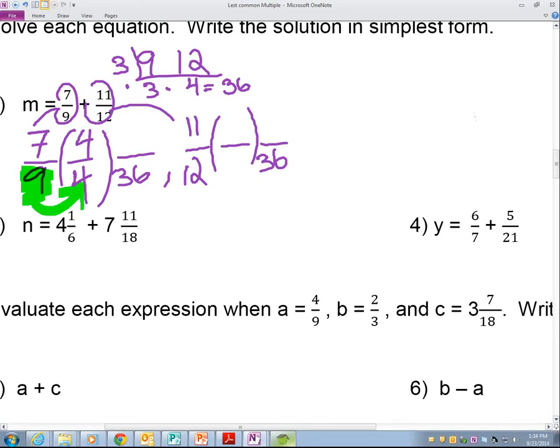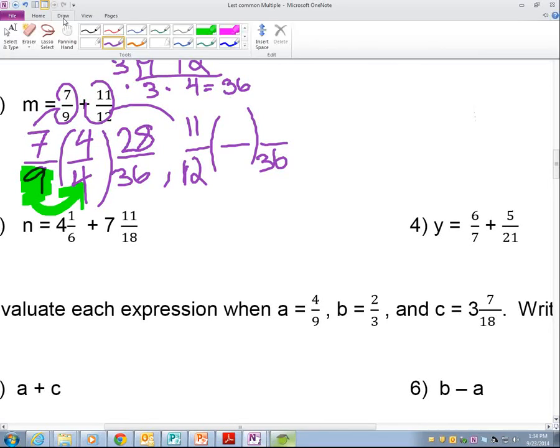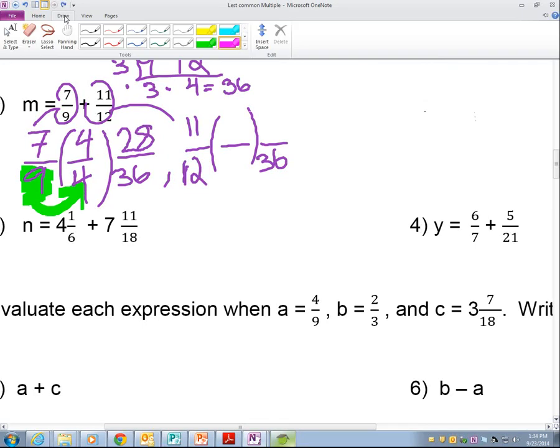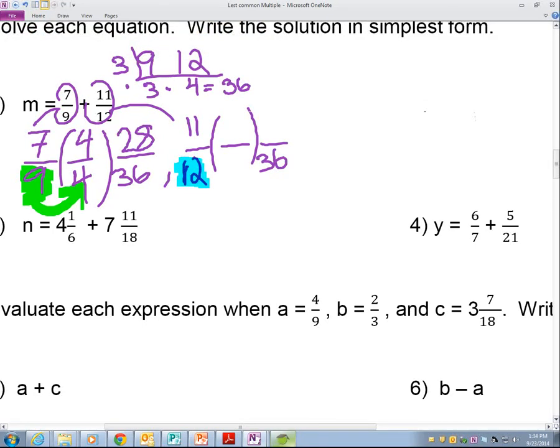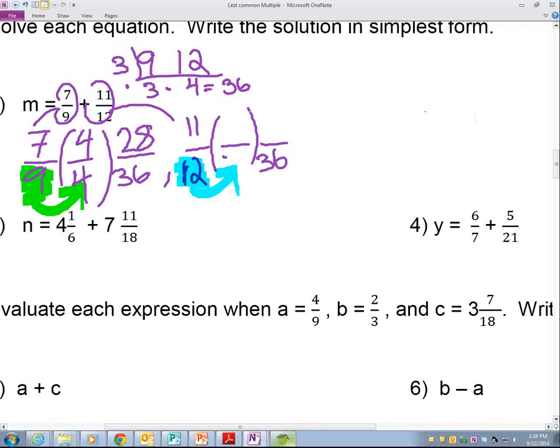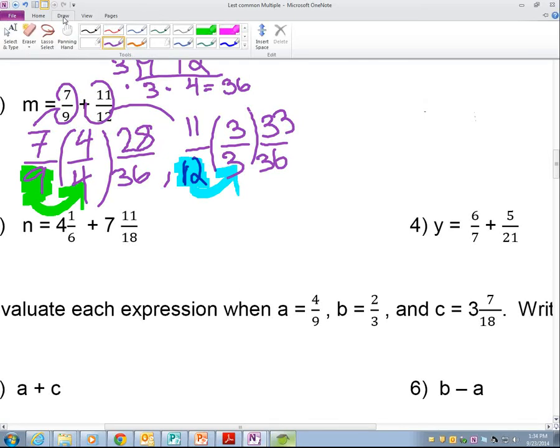So what is 7 times 4? 28. What's happening to 12? You can't really see that. Undo. What's happening to 12 to get to 36? Let's go. Joe, what's going on there? Times 3. 11 gets 3 as well. We have 33.